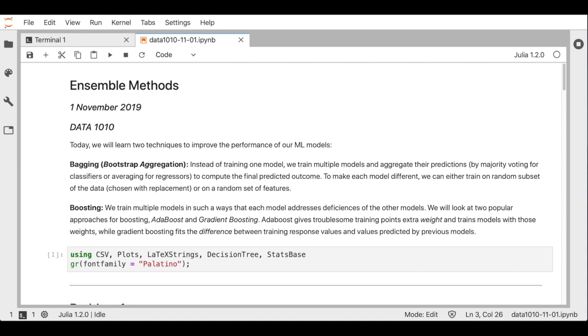So you can weight the observations that the first model did poorly on. That's called AdaBoost. Or you can take a difference between the observed response values and the output of the first model and try to fit that difference. That's called gradient boosting. So let's explore each of these approaches.